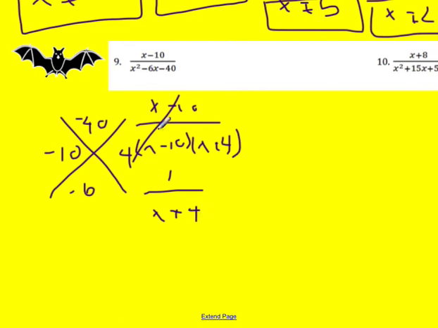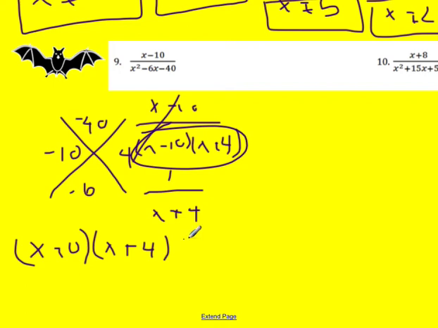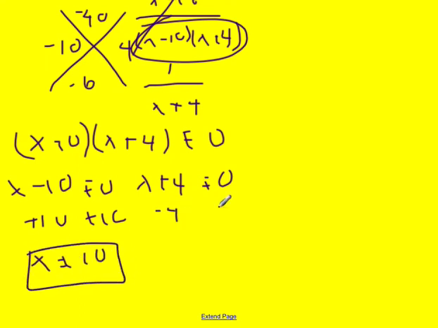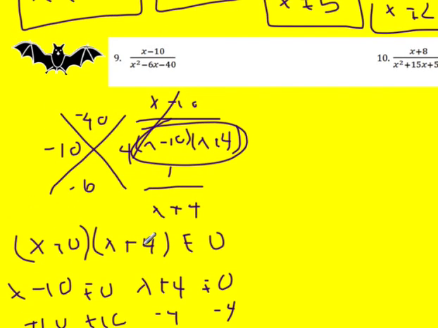Again, that top isn't going away. However, when we go to find our excluded values, we need to set that denominator equal to 0 before we simplify. So x minus 10 times x plus 4 cannot equal 0. So x minus 10 cannot equal 0, and x plus 4 cannot equal 0. Let's just solve it. Here we're going to add 10 to both sides. So we get that x is not equal to 10. For this one, subtract 4 from both sides, and we get that x is not equal to negative 4. So that's our final answer for number 9.